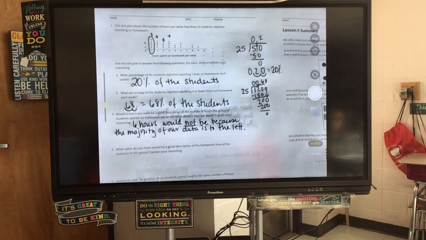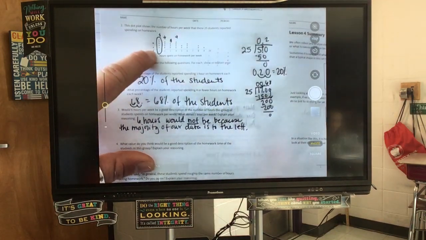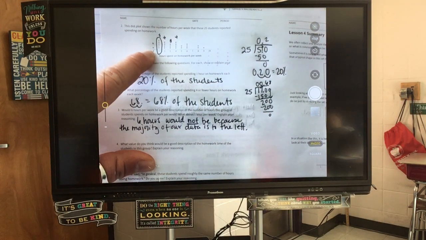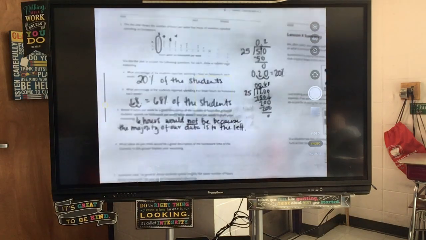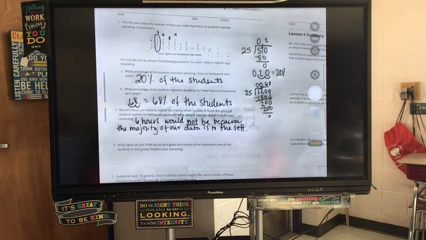All right. What about 1 hour per week? So 1 hour is over here. So would that be a good estimate? No. Why not? Just because it has the highest number doesn't mean it's a good description. Again, where's our median going to fall? Just kind of guessing. Joe? Around 4 maybe. Probably between like 3 and 4, right?